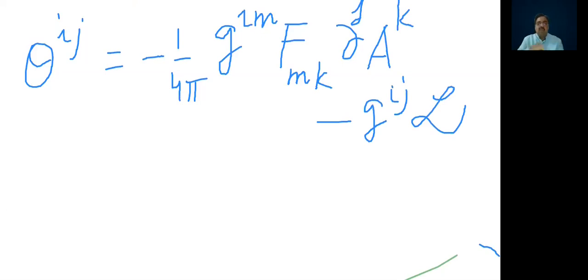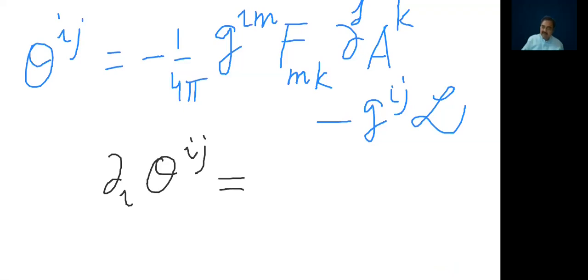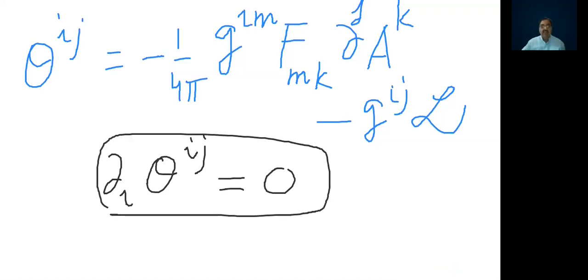Okay, so this is perfectly all right, and we know that the 4-divergence of this particular quantity has to vanish. Okay, so this is an important thing which everyone can do, that the 4-divergence of this should vanish. That means if you calculate ∂_i θ^ij, the answer should be 0. Okay, so I hope that you would be doing it today. It is very simple, hardly a 3-line expression, but I want you to do it.